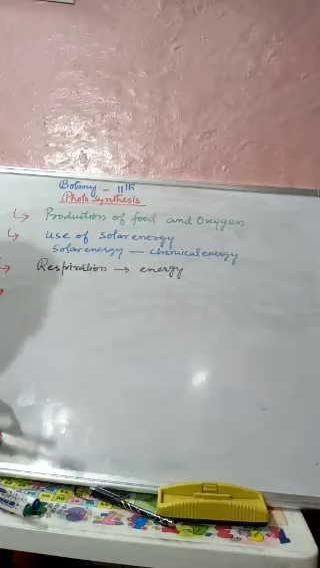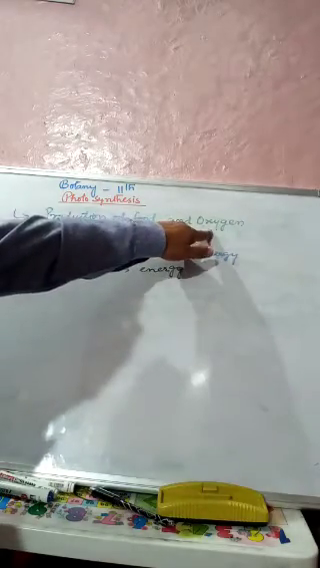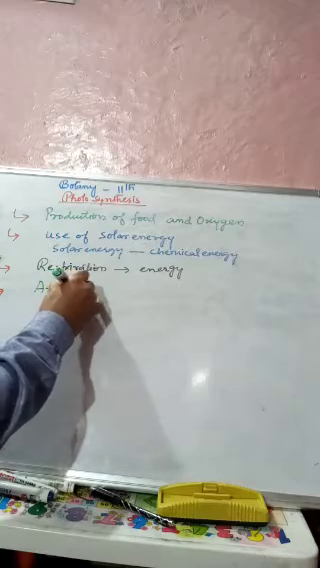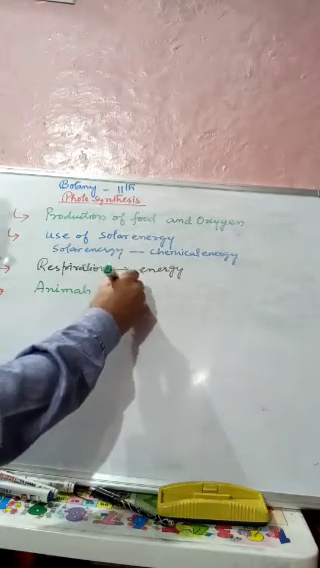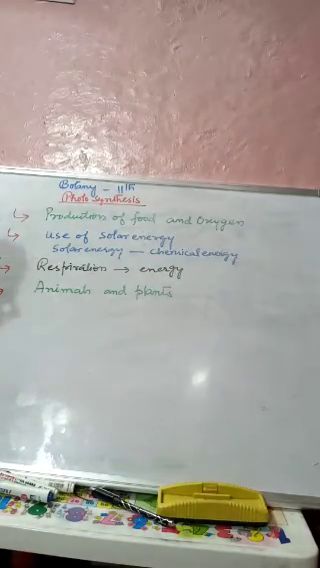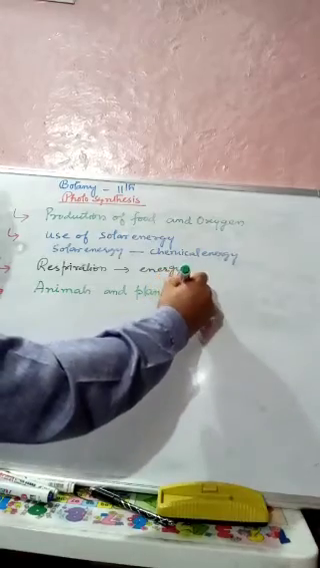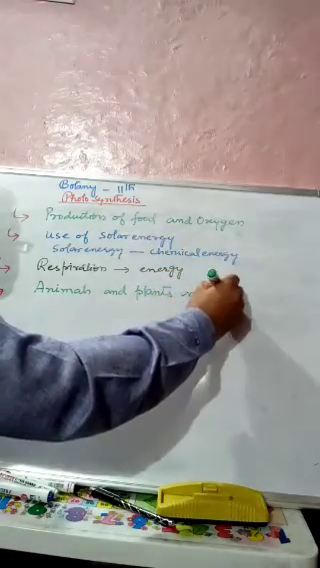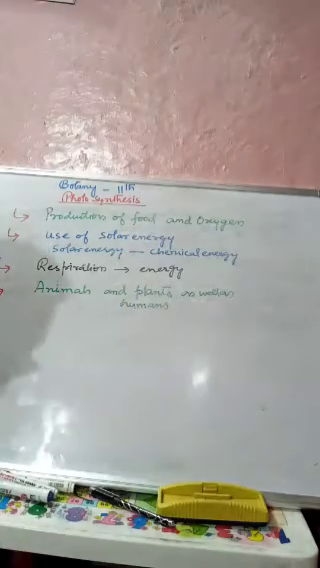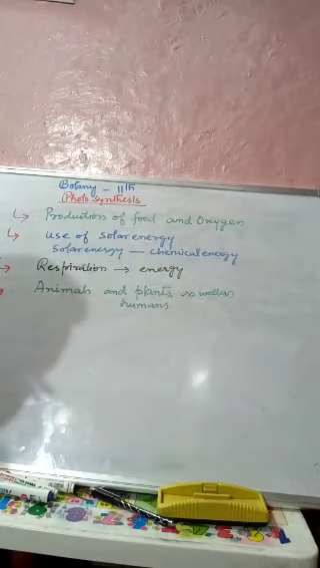One more thing: during the process of photosynthesis we see that oxygen is liberated. This oxygen is needed by animals and plants, and also by humans, who use it.